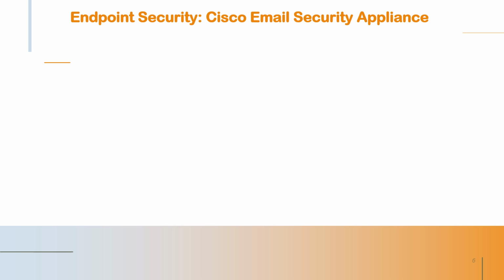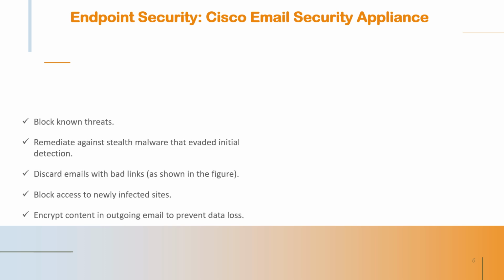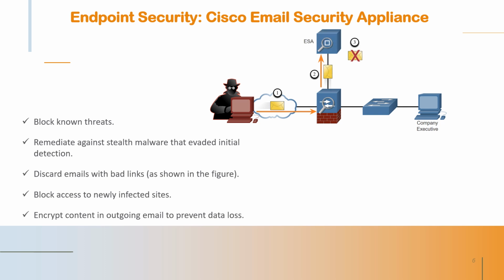Some functions of this appliance are: they block known threats, they remediate against stealth malware that evaded initial detection, they discard email with bad links, as shown here in this figure, they block access to newly infected sites, and they encrypt content in outgoing email to prevent data loss.